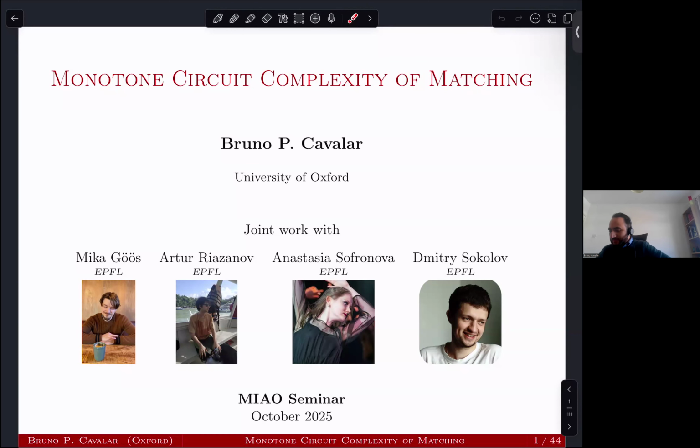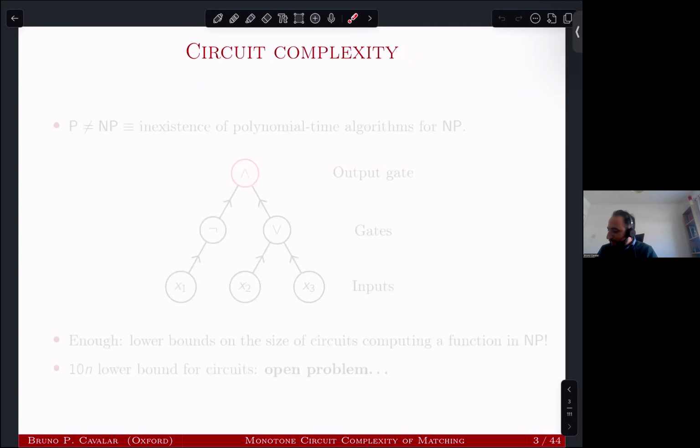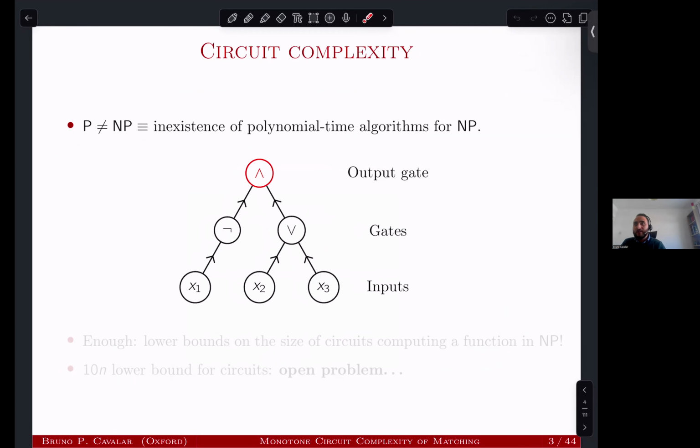Thank you. Yeah, so this is joint work with Mika, Artur, Anastasia, and Dmitry. So let's get started. Computational complexity is like the other side of algorithms. You could say that the study of algorithms is trying to harness the power of computation to do more things, and computational complexity tries to understand what the limits of computation are. The central question of the field is the P versus NP problem, which is about the inexistence of polynomial time algorithms for NP problems.